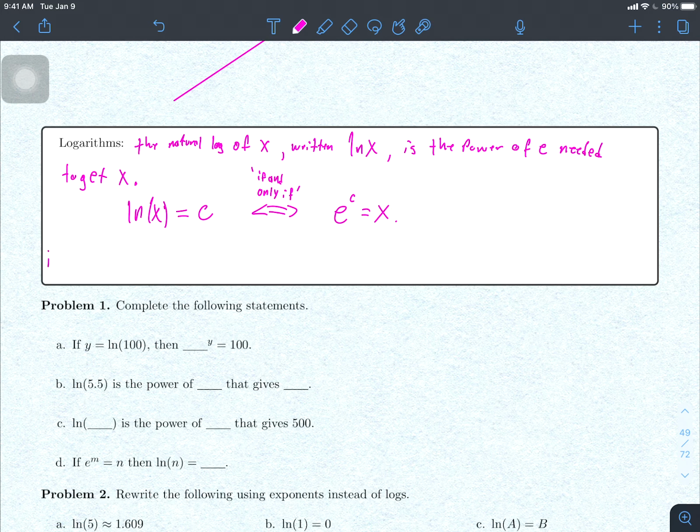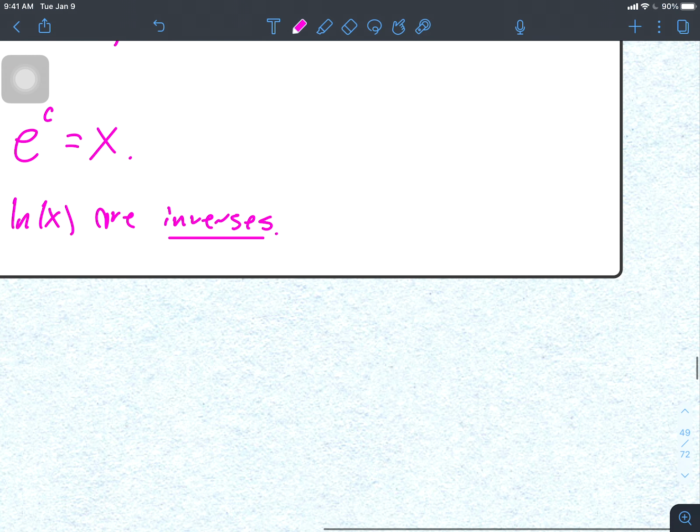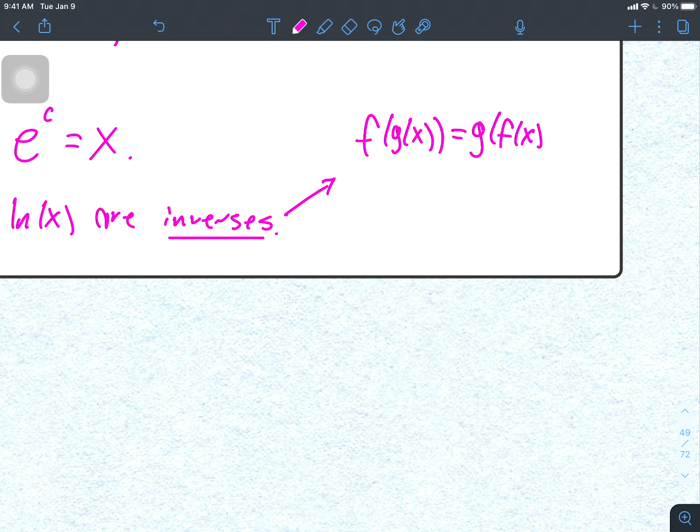So, important fact: f of x equals e to the x, and g of x equals ln of x are inverses. Now, what does an inverse do? An inverse really just means that f of g of x is the same as g of f of x, which is just x.